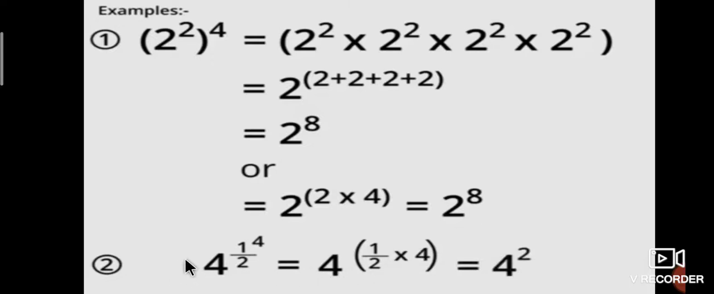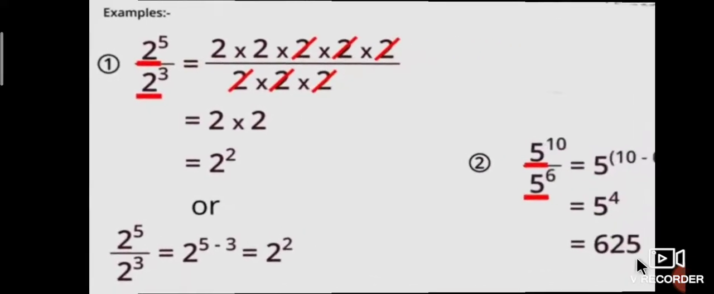Okay, next, simplify using the laws of exponents. First one is (4^(1/2))^4. According to this, 4 into 1 by 2 into 4, that is equal to 4^2, that is 16.